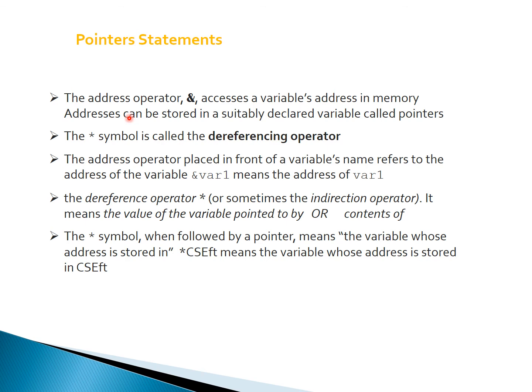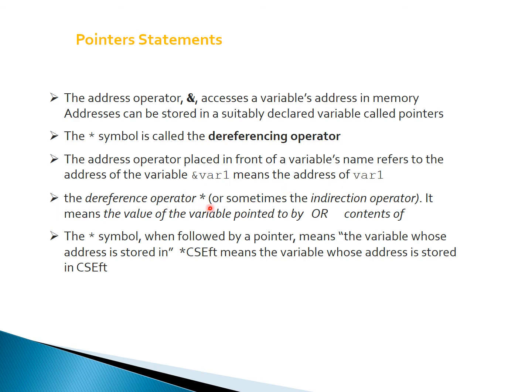Pointer statements. The address operator ampersand accesses a variable's address in the memory. Addresses can be stored in suitably declared variables, which are called pointers. The asterisk symbol is called the dereferencing operator. The address operator placed in front of a variable's name refers to the address of the variable. For example, ampersand variable1 means the address of variable1.